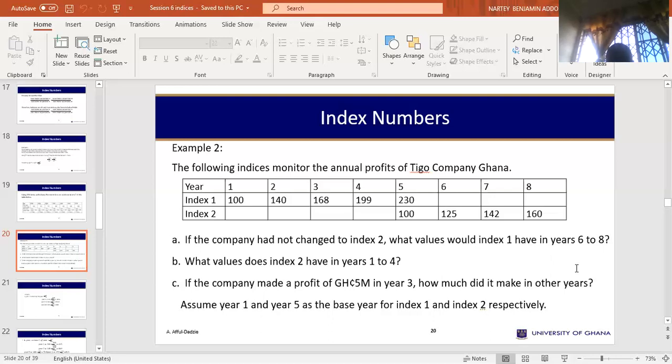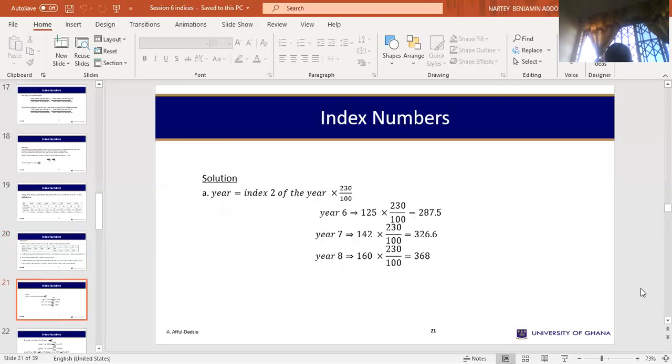If the company made a profit of 5 million cedis in year 3, how much did it make in other years? Assume year 1 and year 5 as the base year for index 1 and index 2 respectively. So for index 1, we are using year 1 as the base, and for index 2, we are using year 5 as the base.